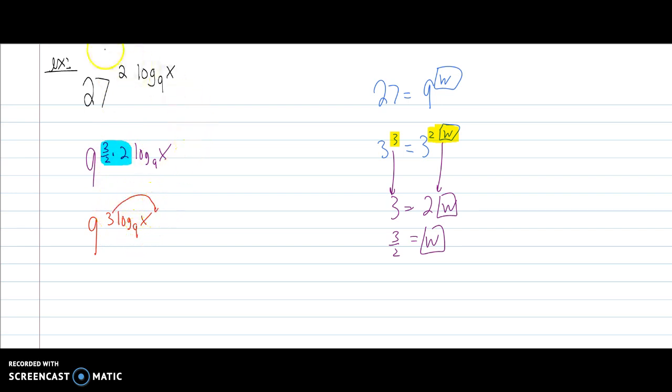Now I'll put that up there as the exponent. It's 9 to the log base 9 of x to the third. This 9 and that 9 are going to cancel each other out. They're inverse operations. So our simplified answer here is x to the third.